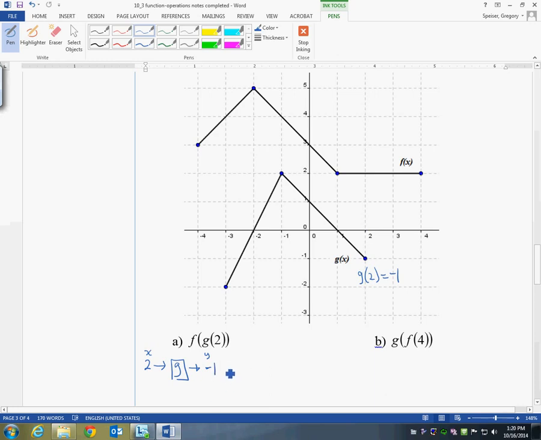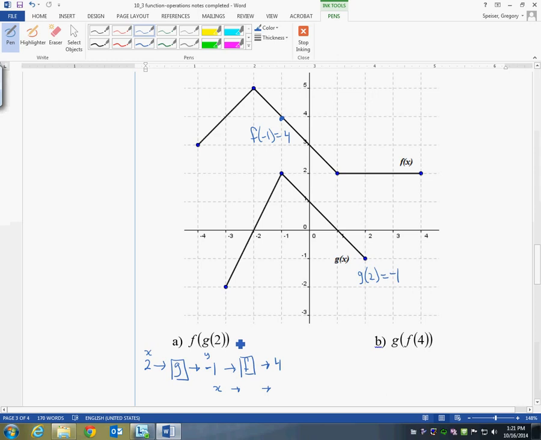Now that's going to become my new x value when I plug it into the outer function, f. So that's going to go into f, and what's going to come out? Looking at my f function, if the x value is -1, what is my y value? In other words, f at -1 is equal to 4, isn't it? So what comes out is 4.